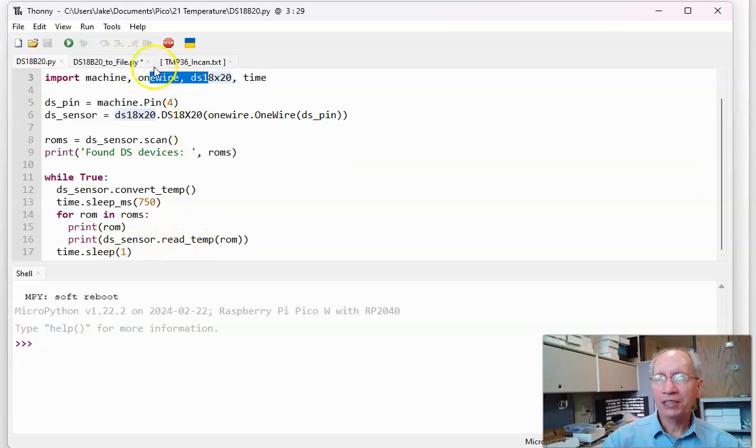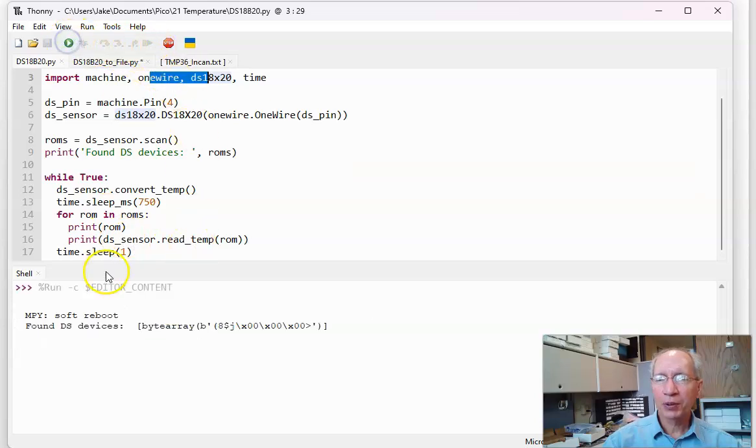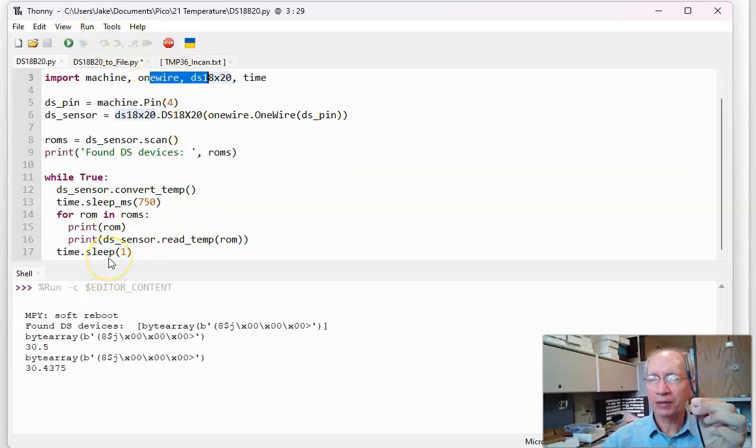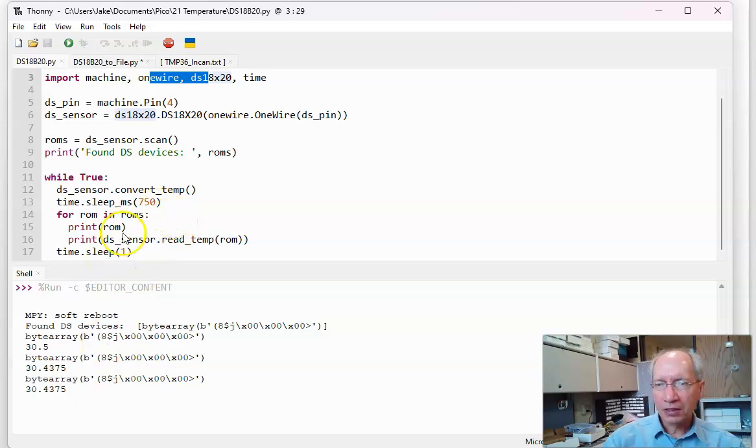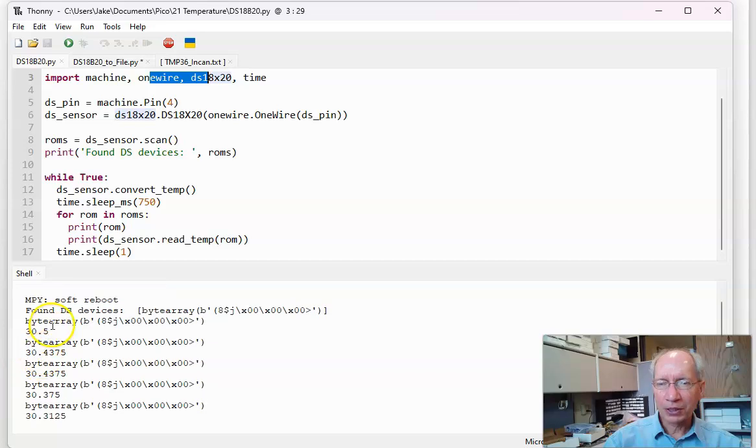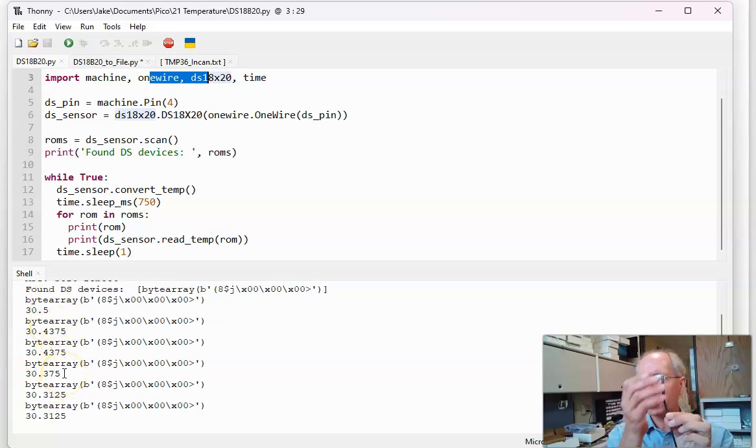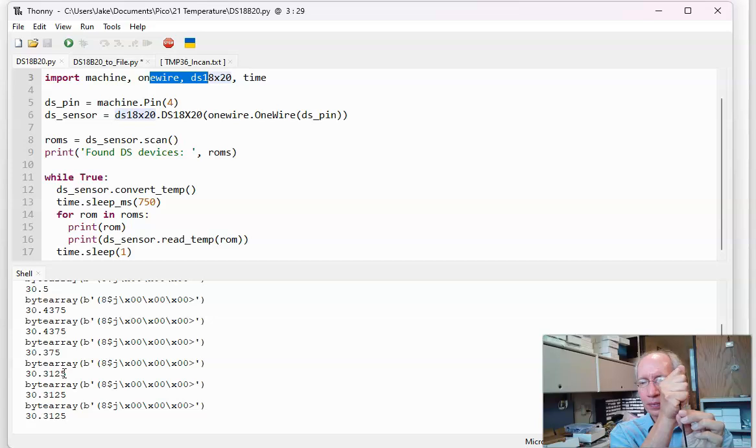I can then read the sensor. If I run this program, I've got a DS1820 here. This is the ROM address of that sensor. That's the temperature in Celsius. As I warm it up, stick my hand over it. You can see the temperature is increasing.